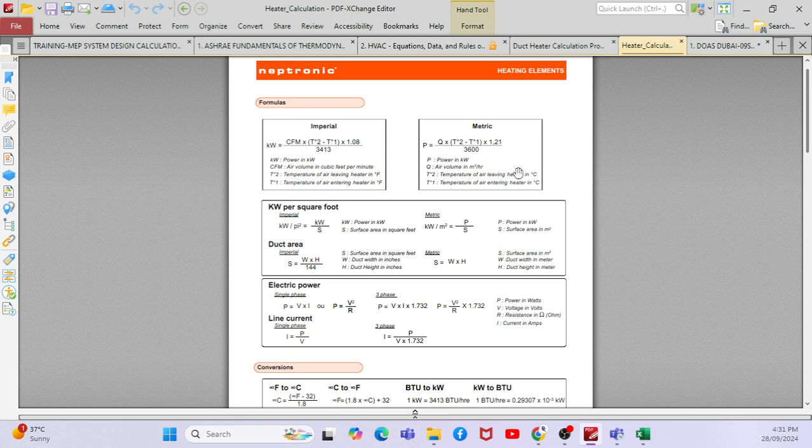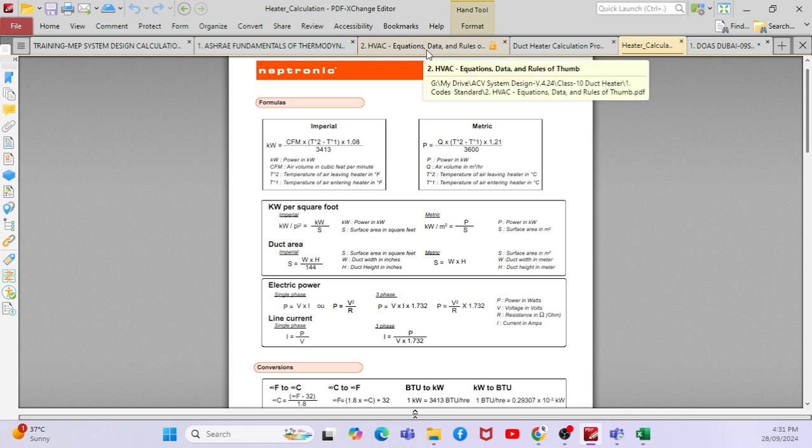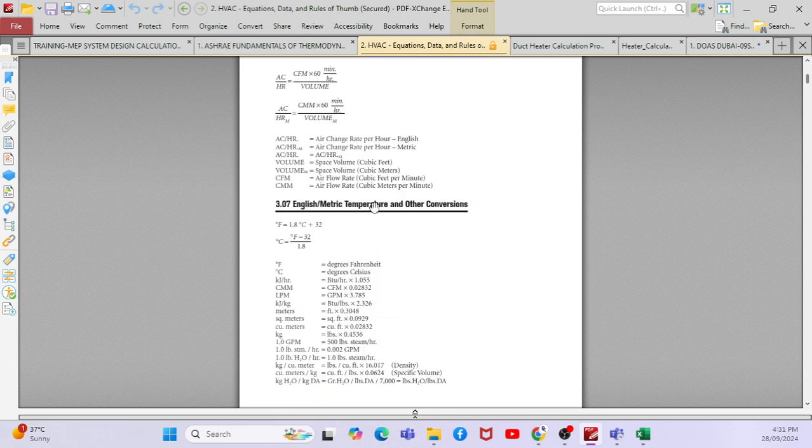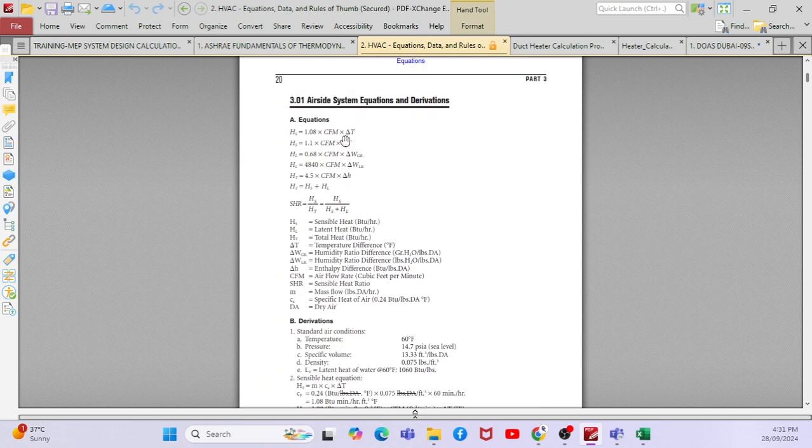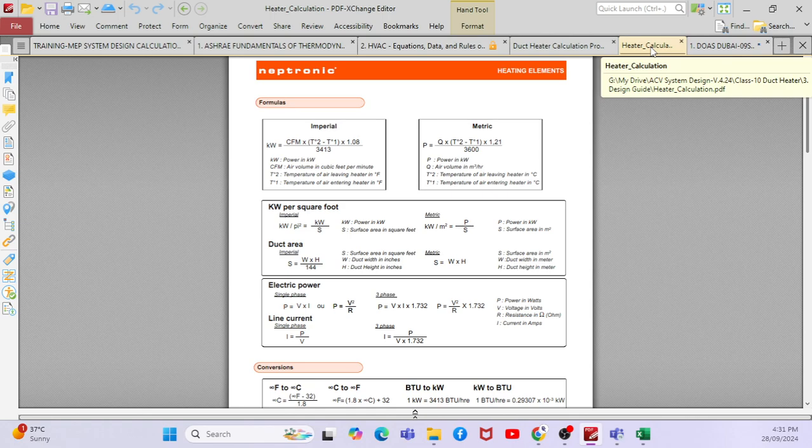This 3600 is just a conversion. It is meter cube, converted to meters per second, right? You can say it is a simple formula for sensible heat. You can go with 1.08 multiplied by CFM multiplied by delta T, right? You are clear, right?